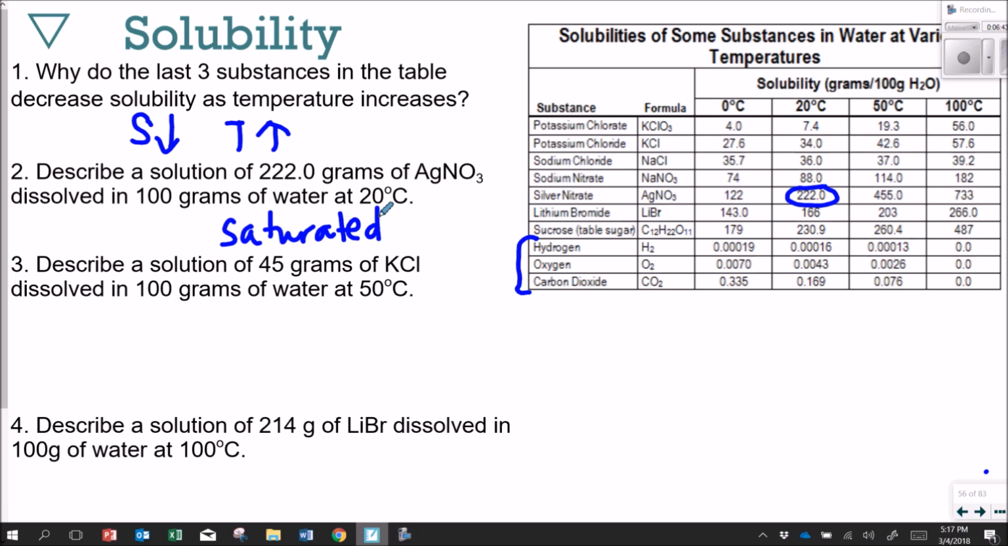45 grams of potassium chloride at 50 Celsius. So I go to 50 Celsius and potassium chloride, and I see that I have 42.6 grams dissolved when it is saturated. But I have 45 grams, so 45 is more than 42.6, so I have a supersaturated solution.